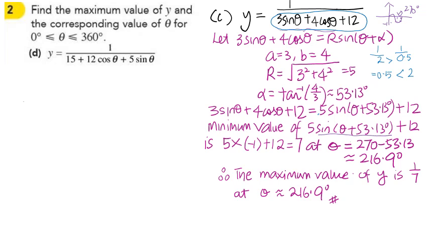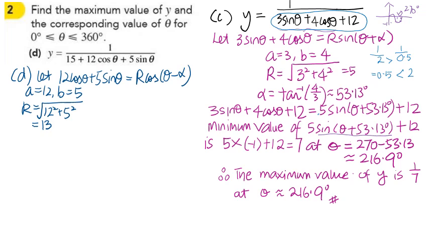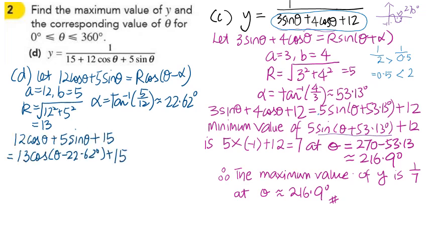All right, so let's look at part D. The way to do part D is similar to part C. So first thing first, we're going to express 12 cos theta plus 5 sin theta equals R cos bracket theta minus alpha. A is 12, B is 5, find R, find alpha, and express it as a single trigo function. All right, so the minimum value for this will be -1.